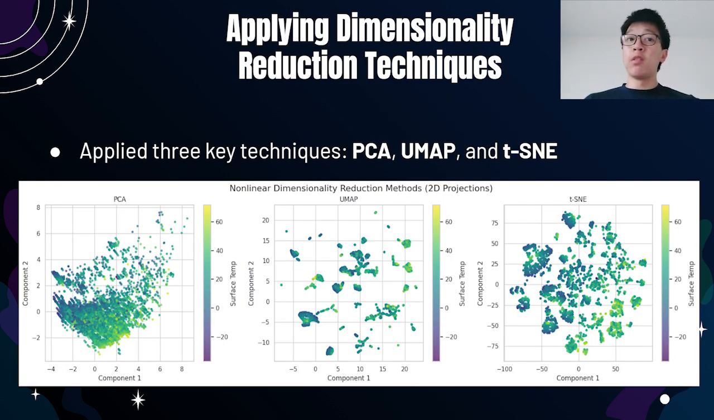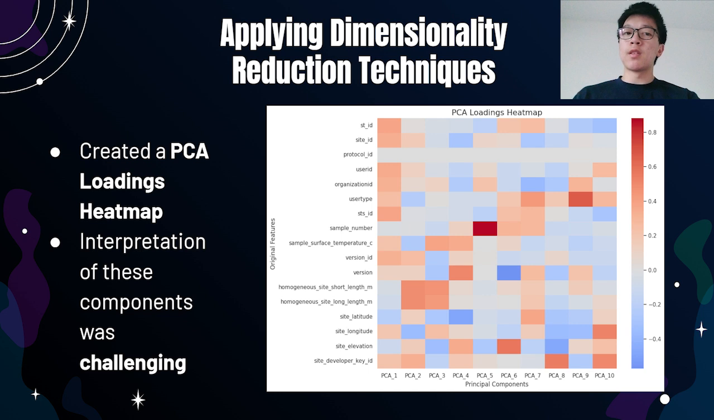Then we applied the three most common dimensionality reduction techniques: PCA, UMAP, and t-SNE. PCA was the starting point, which is basically a linear method that reduces the number of variables while retaining the most variance. We then used UMAP and t-SNE to capture more nonlinear relationships, giving us different views of the data structure. We also made a PCA loadings heat map to see which numerical features influence each component the most.